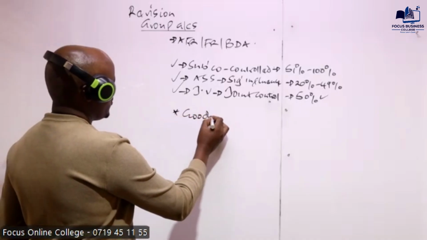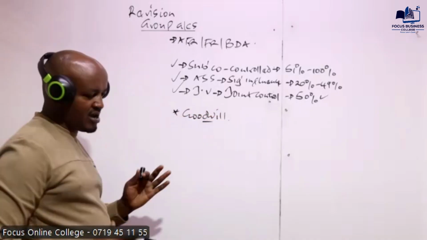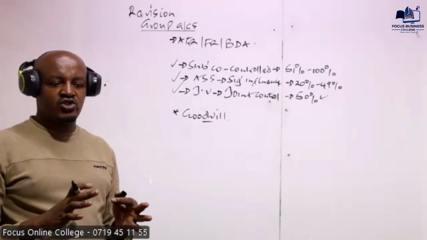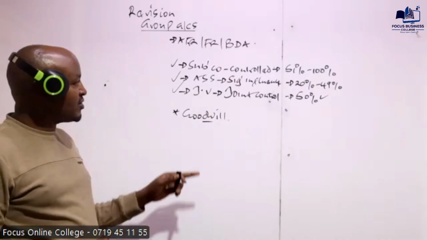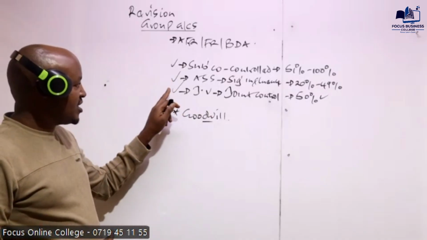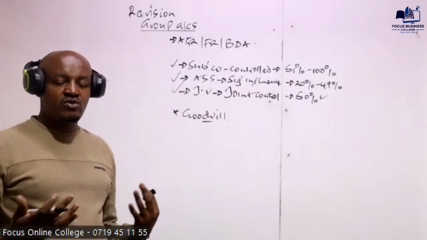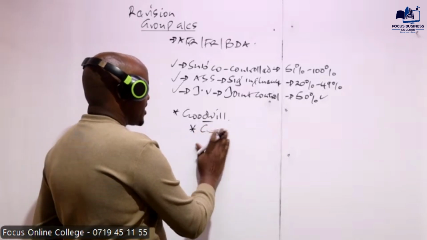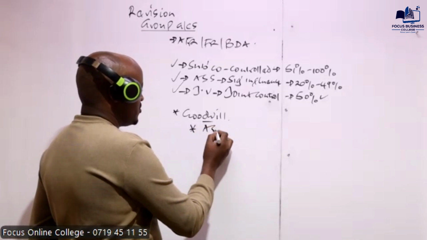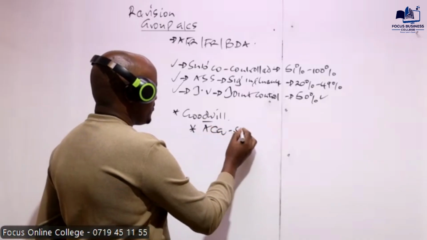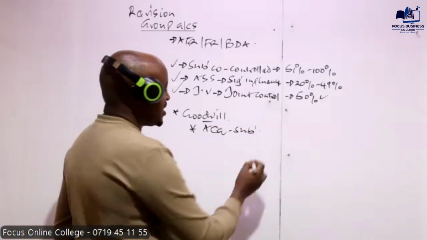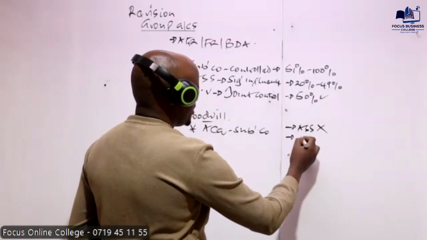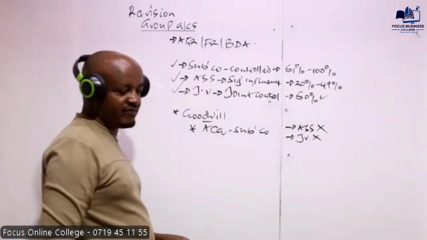Then there are other basic things you must also remember, for example the computation of goodwill. What is important here is to remember that we only compute the goodwill arising from the acquisition of a subsidiary. We don't compute the goodwill arising from the acquisition of an associate, and also not from the acquisition of a joint venture.